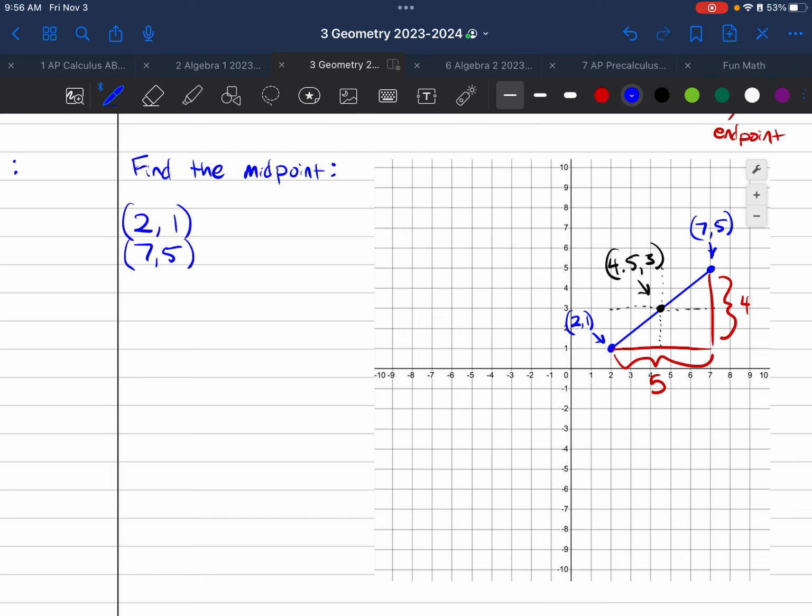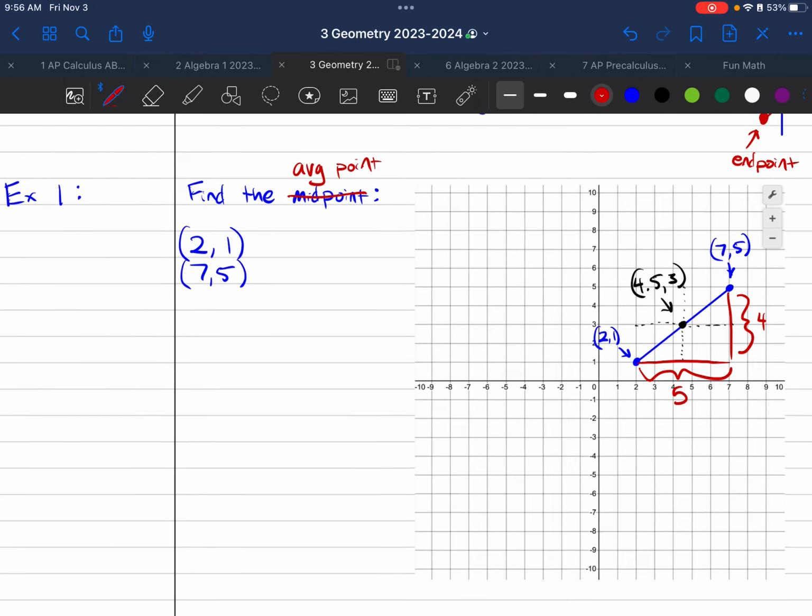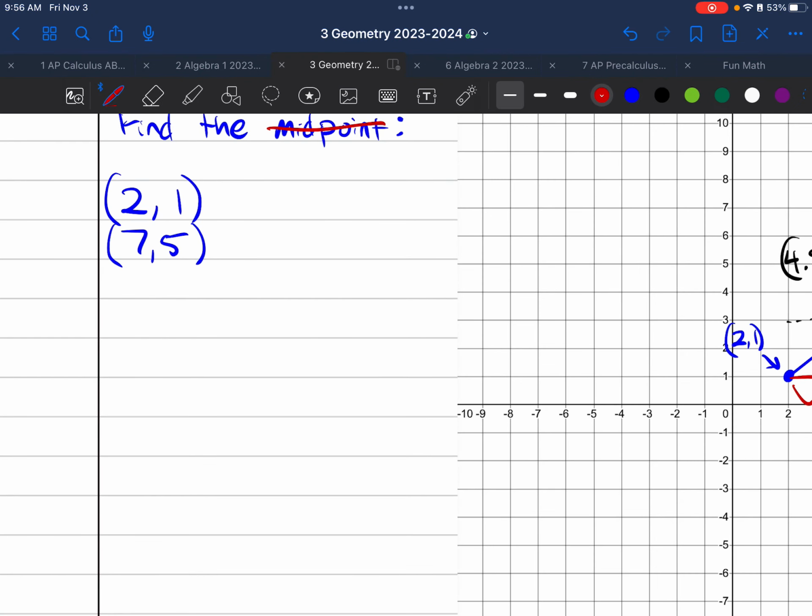To find the midpoint, another way of saying midpoint is the average point. If I find the average of the x's and the average of the y's, then that will also be the average of the points. So I'm going to find the average of 2 and 7 by adding them together. 2 plus 7 is 9, and I'm going to add 1 and 5 together. 1 plus 5 is 6.